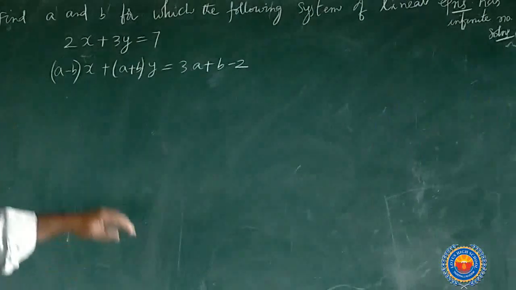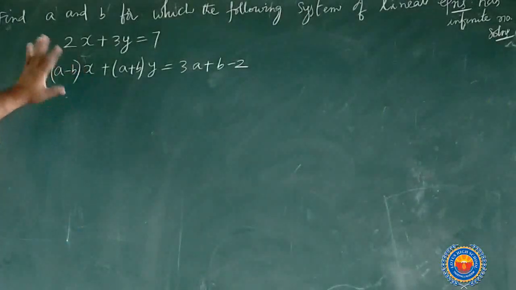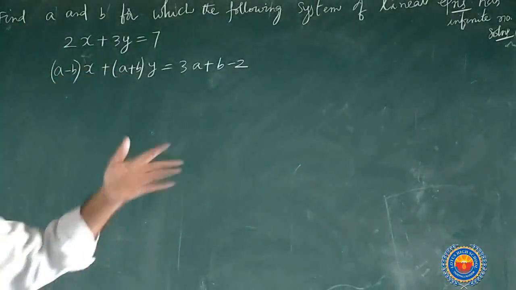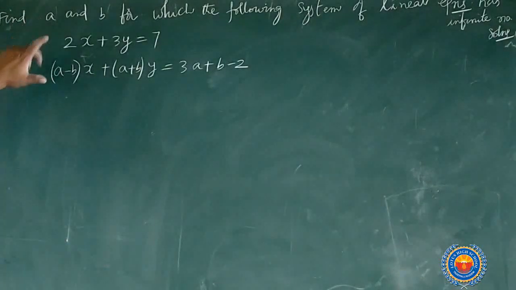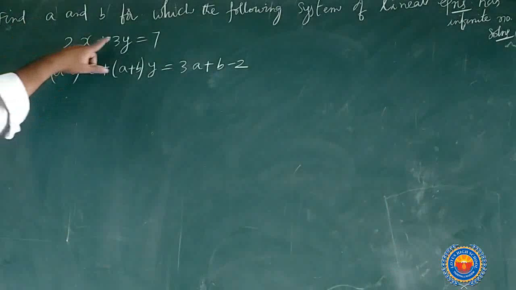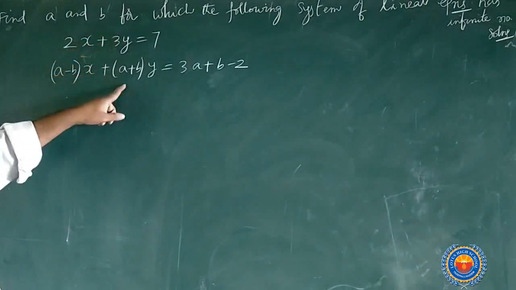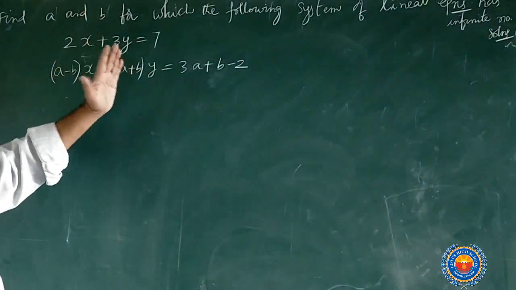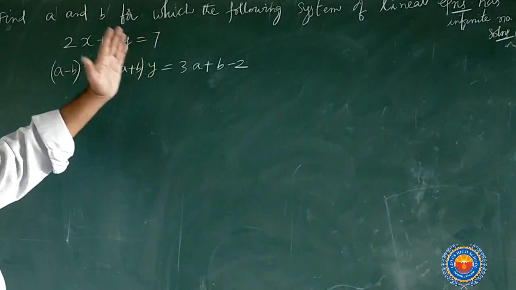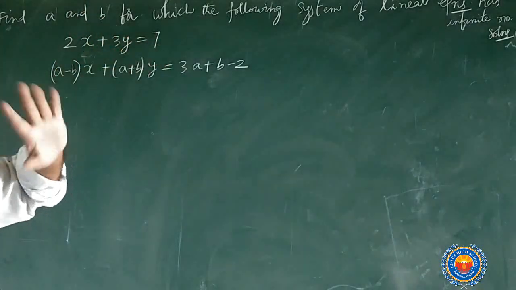Okay, one more sum. Find A and B. Same infinitely many solutions. Here A1 is 2, A2 is A minus B, B1 is 3, B2 is A plus B, C1 is 7 or minus 7, C2 is minus of 3A plus B minus 2.